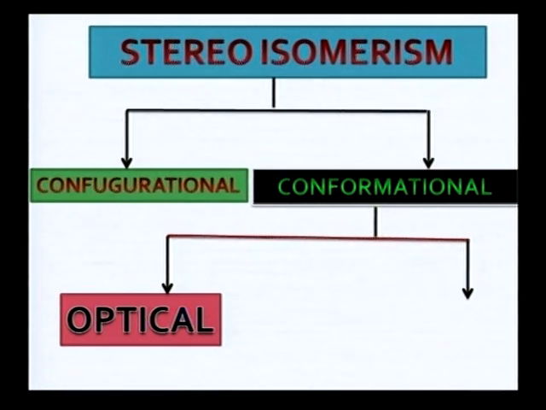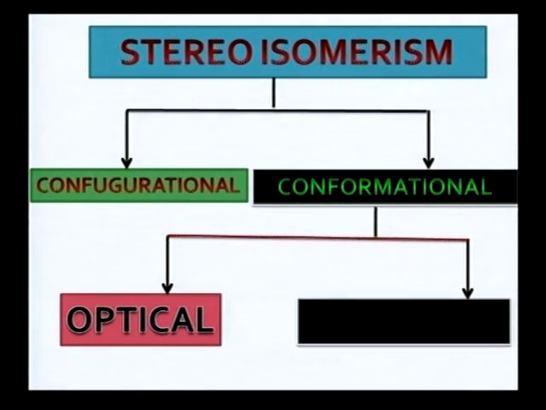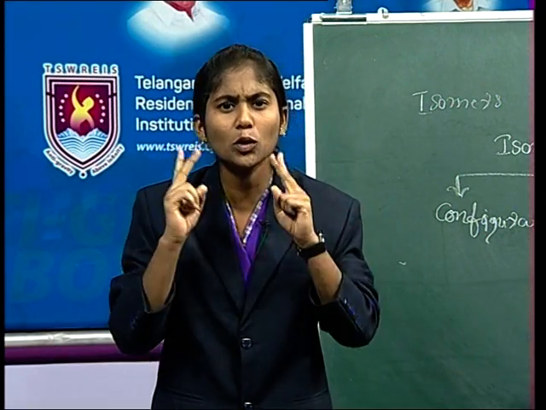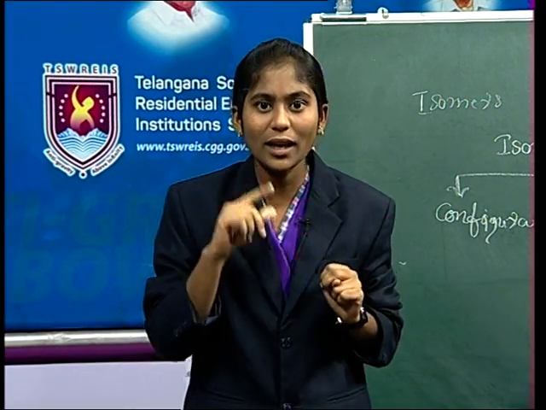So that's why they are called optical and geometrical. It divides into two types. What are they? Optical and next one is geometrical isomerism. Here the same connectivity, the products are interconverted by the double bond. So here, friends, the conformational isomerism is classified into two types: optical and geometrical.